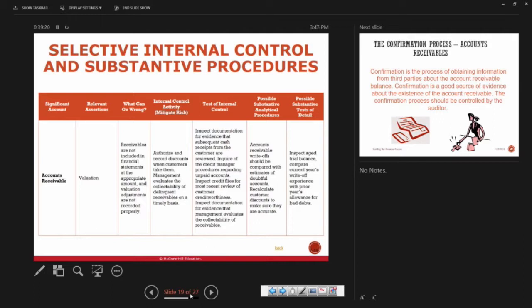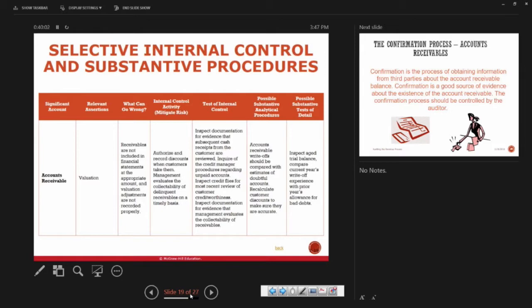Management evaluates the collectability of delinquent receivables on a timely basis, meaning that it's not the auditor's responsibility to create an aging analysis, it is management's responsibility to do that. They provide the auditors with information about the aging analysis that they prepare, and the auditor tests that. Test of controls would be to inspect the documentation, the evidence that cash receipts from customers are reviewed, inquire of the credit manager regarding the procedures for unpaid accounts, inspect the credit files, inspect documentation for evidence that management evaluates the collectability of accounts receivable.